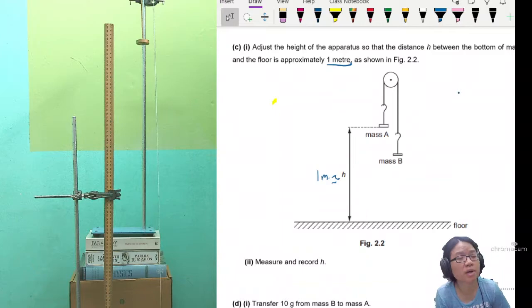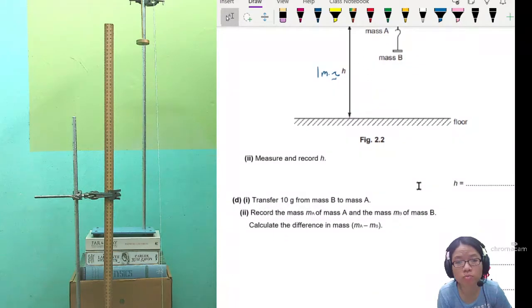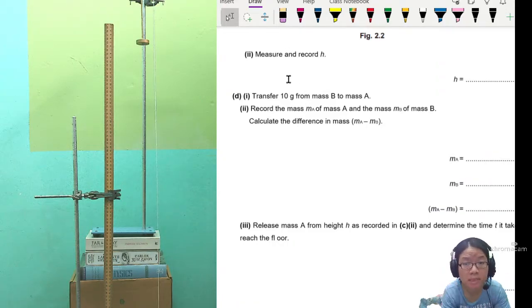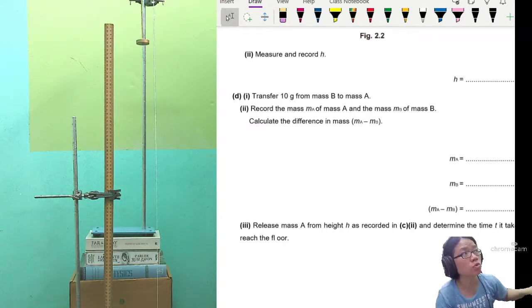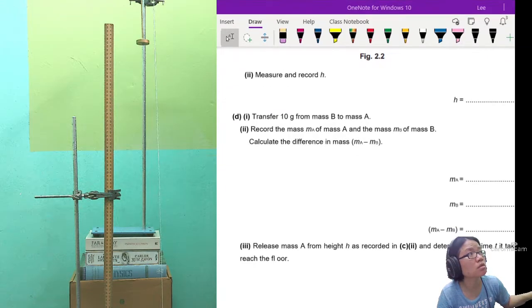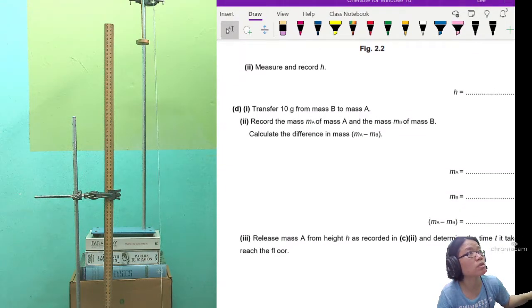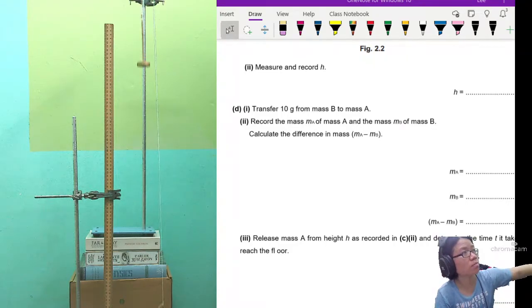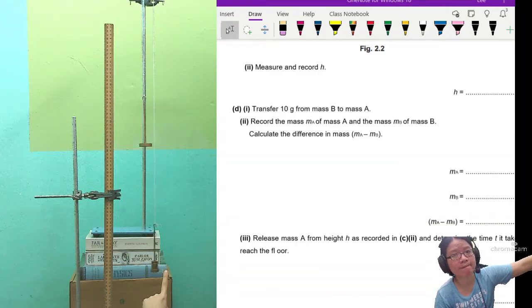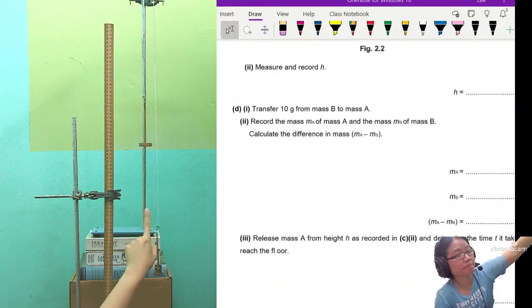Okay, so I believe you have measured and recorded H. We're going to now move on to part D. Part D, right, we're going to take 10 grams from mass B and put on mass A, right? So what we'll do, let me adjust my camera a bit so you can see. Give me a sec. Okay, so what we will be doing is we'll take the mass from B, which is this one here, okay? And we'll transfer 10 grams to there, okay?